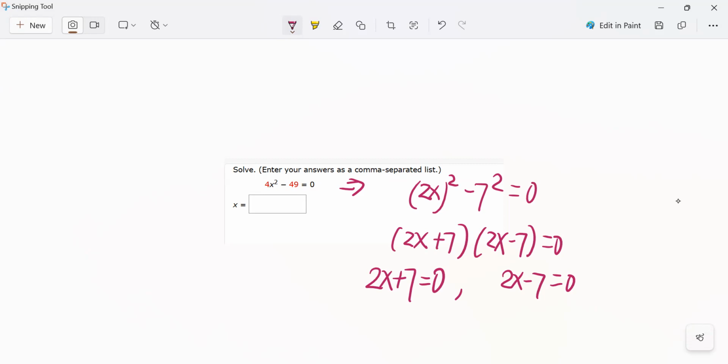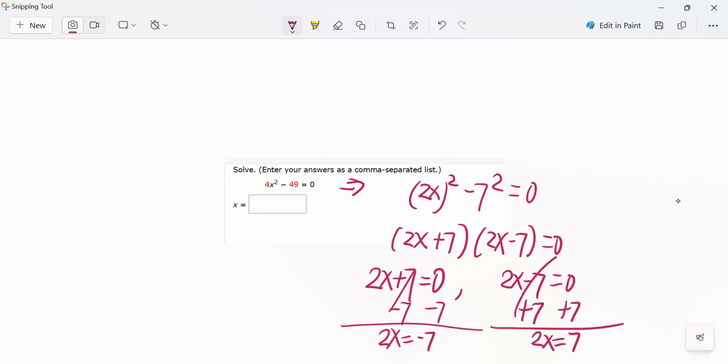Basically, here, subtract 7 from both sides of the equation. We get 2x equals -7. Here, add 7 to both sides of the equation, and 2x equals 7. Then you divide both sides by 2. The first solution is x equal to -7/2. And the second solution, dividing both sides by 2, x equal to 7/2. So two solutions, -7/2 and then 7/2.